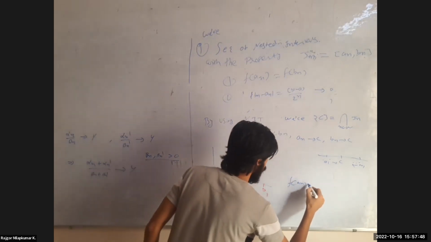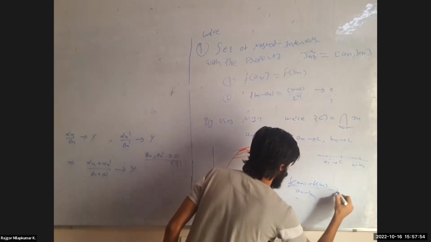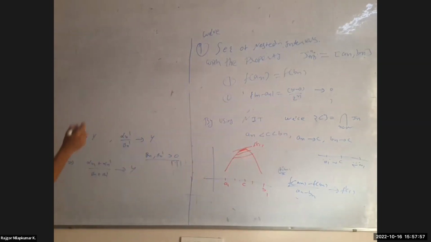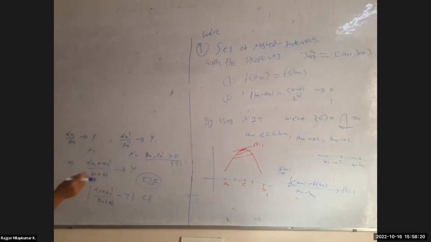So this is my aim now. First I will take some positive epsilon, and I will show that this distance is less than epsilon. So first choose some epsilon. Since this sequence converges to gamma, I will get some n1. This other sequence converges to gamma, so I will get some n2, and then I will choose n to be the maximum. From that point onwards, I will have alpha n by beta n minus gamma.